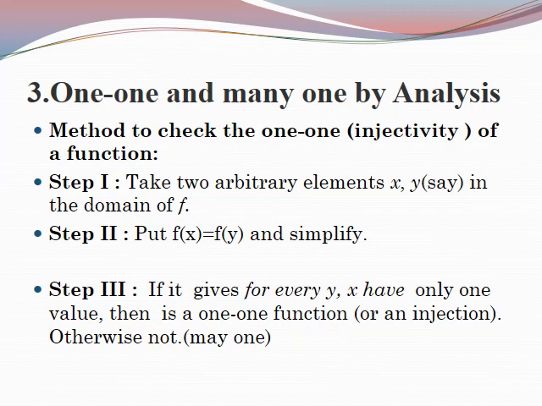Step 1, we take any two values of x from the domain of the given function. Let them be x and y. Now we have to find f(x), which is already given, and f(y) by putting x equals y, and put f(x) equals f(y) and simplify. After simplifying, if for every y, x has only one value, then the given function is one-one, and if for every y, x has more than one value, then the function is many-one. So good, all of you, you have to write the steps into your copy.